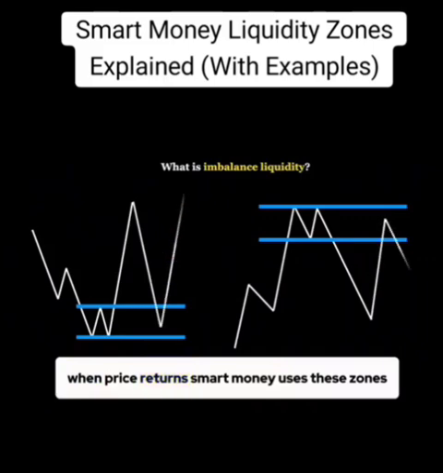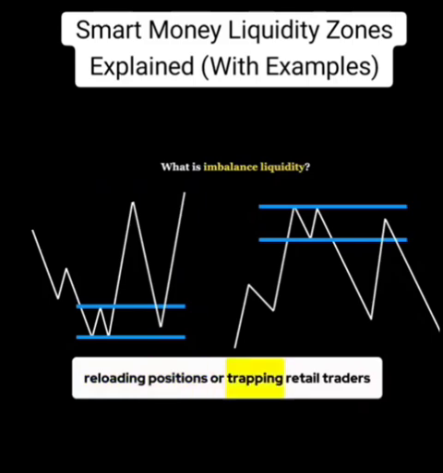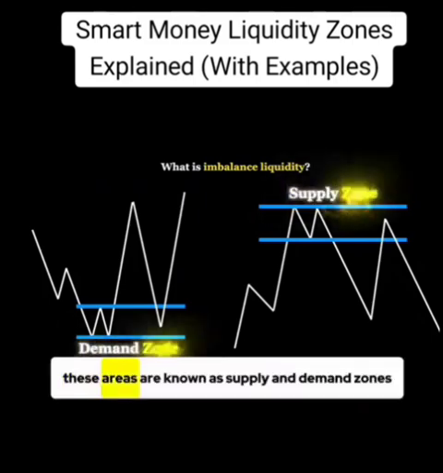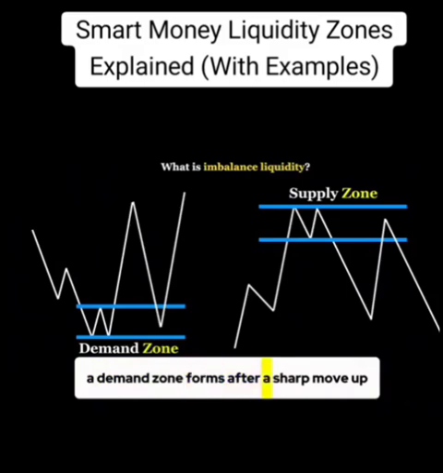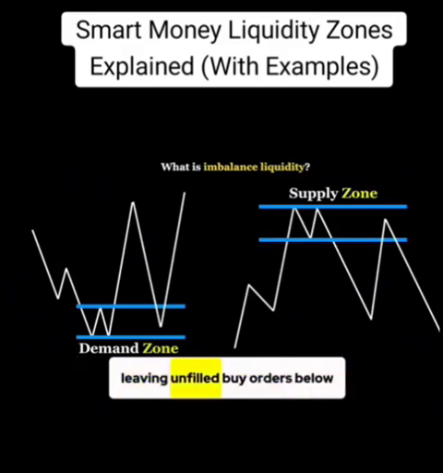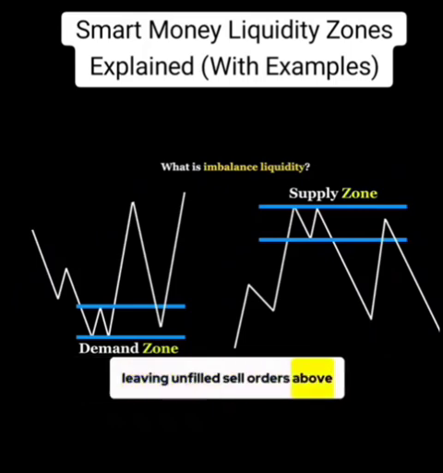When price returns, smart money uses these zones to complete unfinished business, filling leftover orders, reloading positions, or trapping retail traders. These areas are known as supply and demand zones. A demand zone forms after a sharp move up, leaving unfilled buy orders below. A supply zone forms after a sharp move down, leaving unfilled sell orders above.